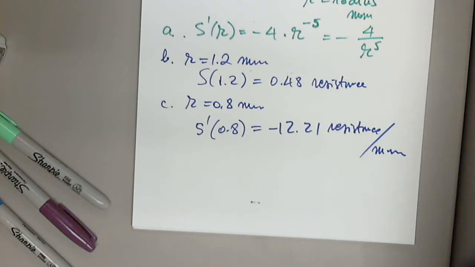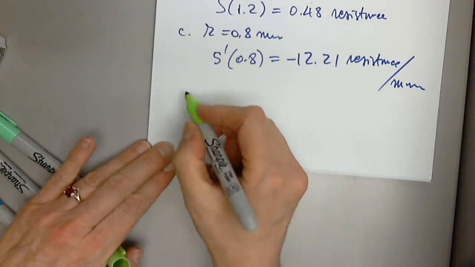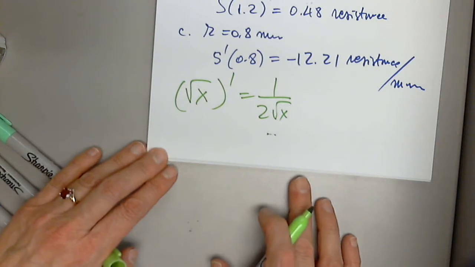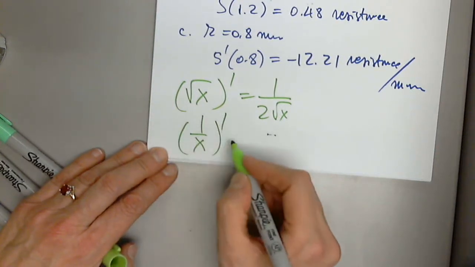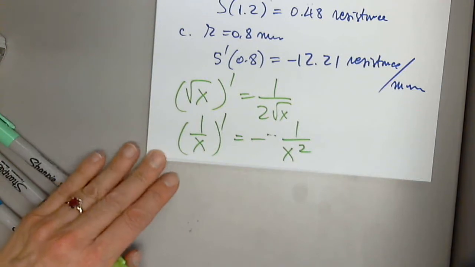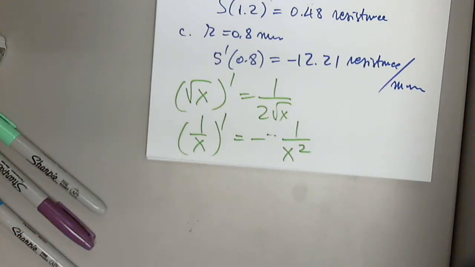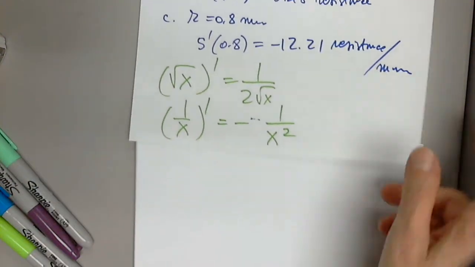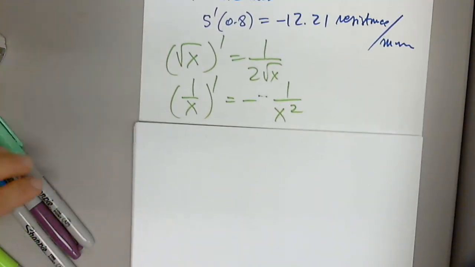Now, I do have certain functions that I should remember how to differentiate. I would like the square root, for example. The square root prime is 1 over 2 the square root of x. I should remember that 1 over x prime is negative 1 over x squared. So let me write those for you. So I should remember by now this. And I should remember this. If at any point in time we want to prove this again, let me know. But these should be remembered moving forward.